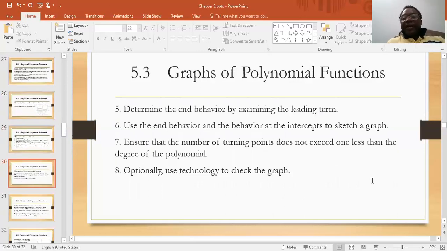Determine the end behavior by examining the leading term, and use the end behavior and the behavior at the intercepts to sketch the graph. Ensure that the number of turning points does not exceed one less than the degree of the polynomial. That is, a polynomial of degree n has at most n-1 turning points. Optionally, we can use technology to check our graph.